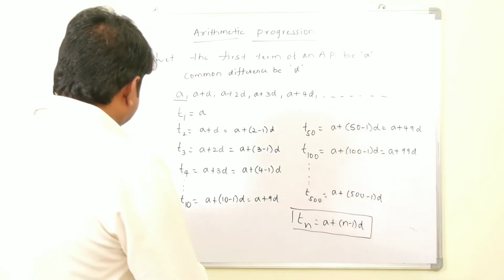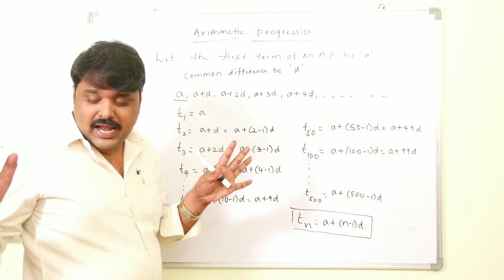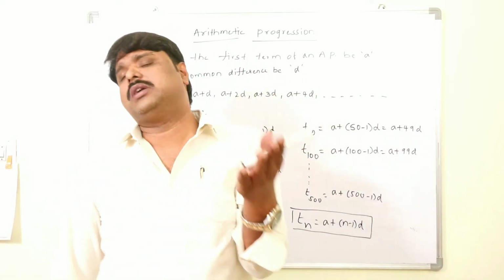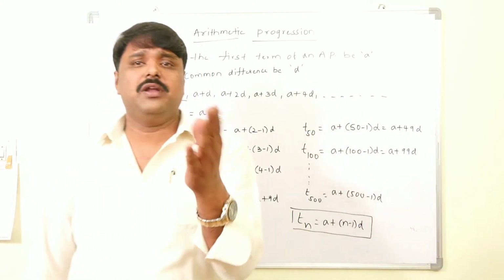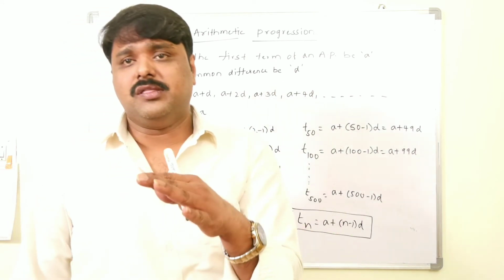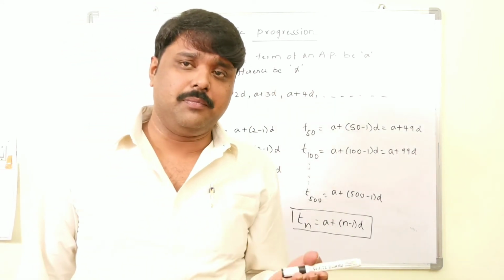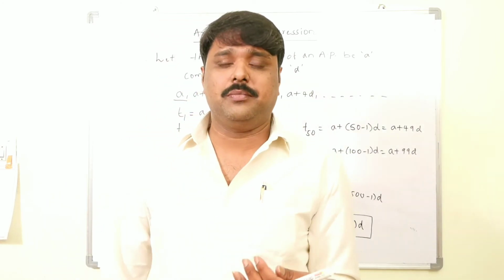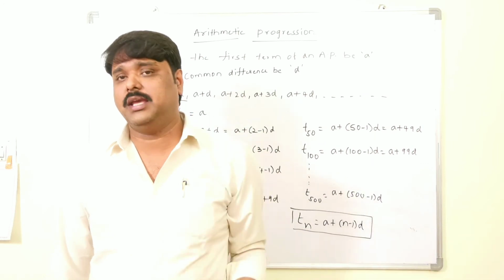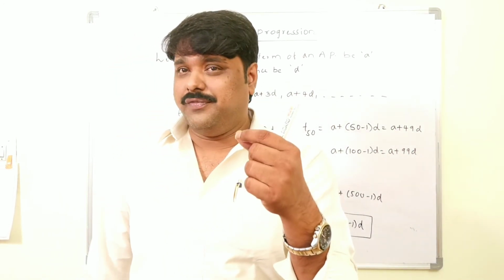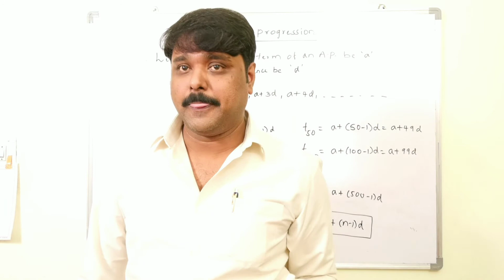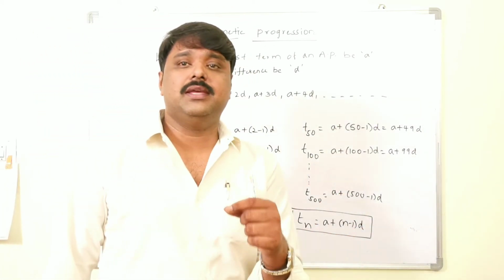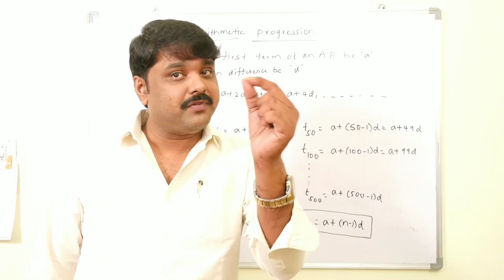Okay, so now we came to understand about arithmetic progression. That means if the difference between any two consecutive terms of the given progression is same, then we say it is an arithmetic progression. Generally, we say the first term of an arithmetic progression as A, and the common difference generally we take as D. And the formula to find the nth term of an AP is Tn is A plus n minus 1 into D.